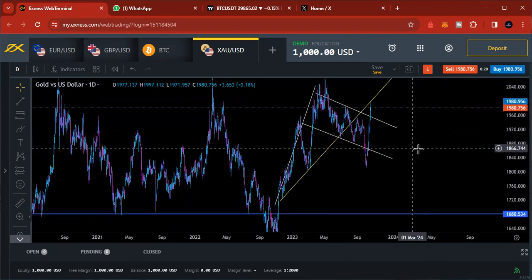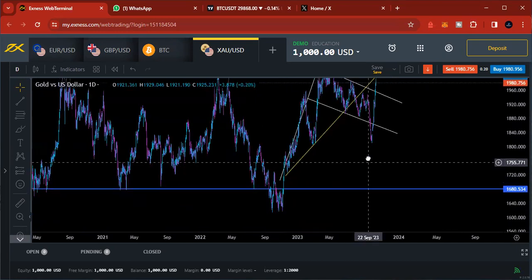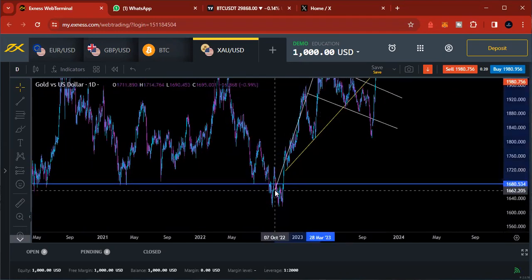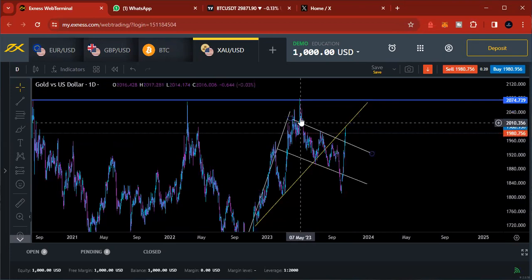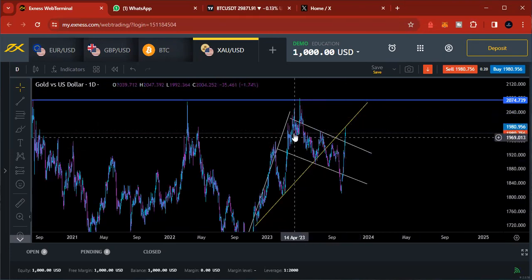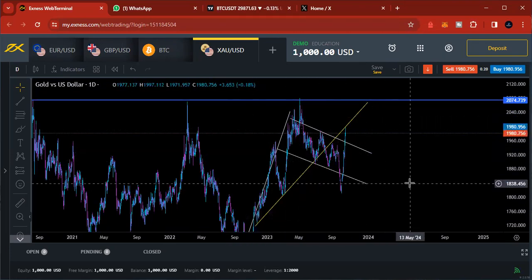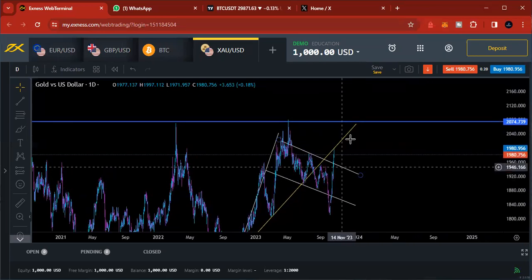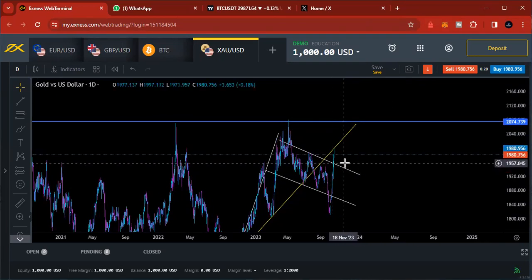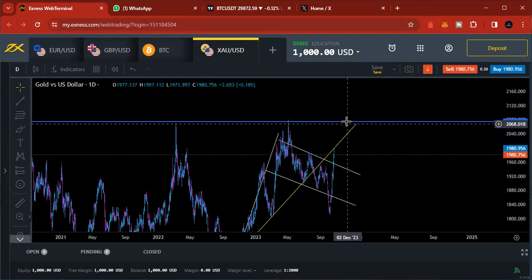You can see it. This white line here, this is the pole. And then this is the flag itself. Of course, a bull flag signifies buying. It signifies that once it breaks out, the price is going to continue to go up.